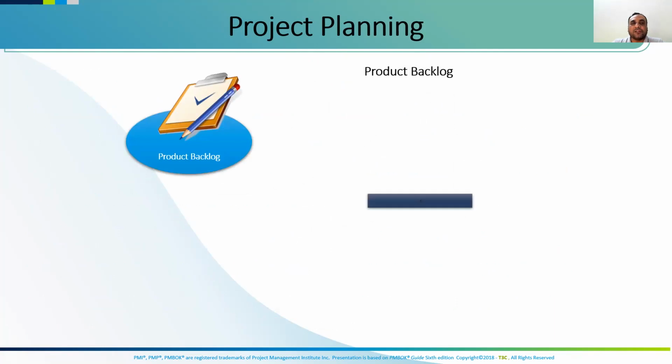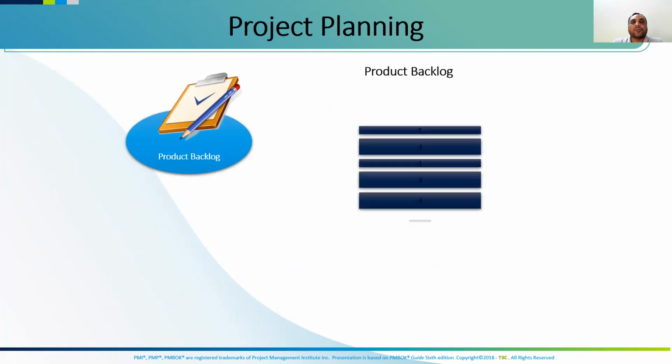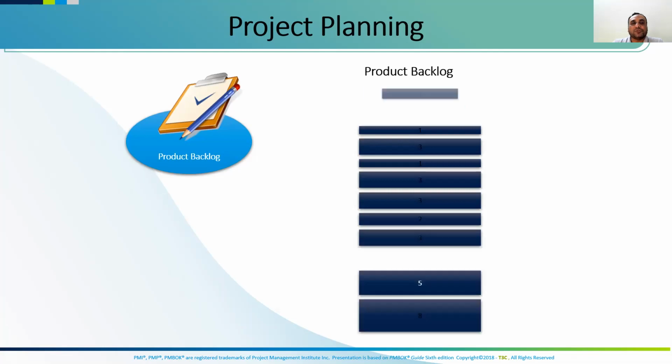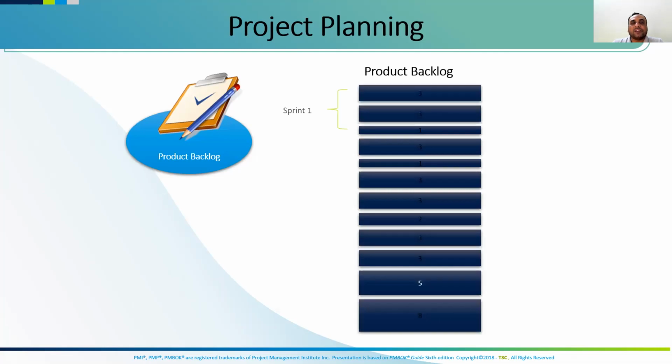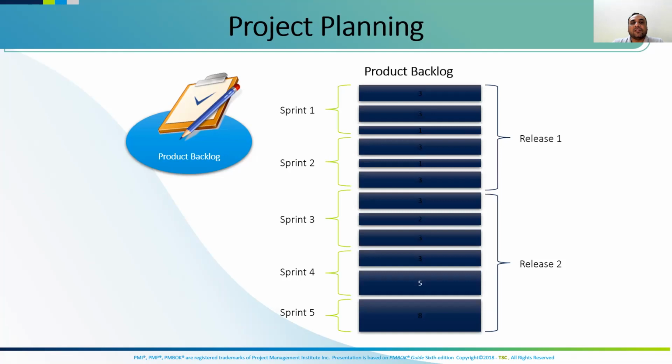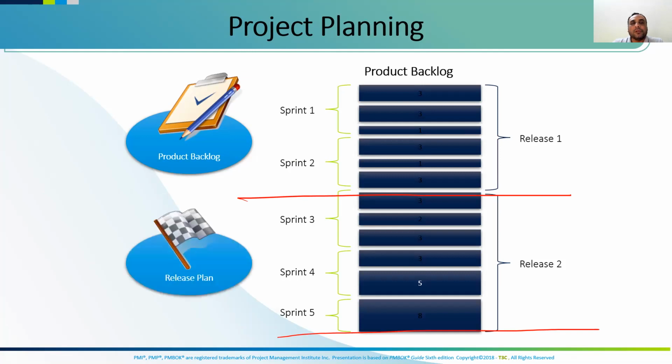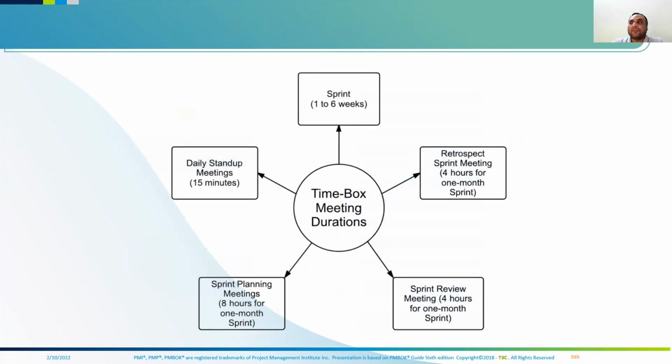How does project planning happen? Again, I'm going to repeat the same thing. First, the product backlog is created. The product backlog will be prioritized into user stories. Once user stories are done, then comes the iteration backlog. You will break the product backlog into iterations or sprints. Then you will say that in release 1, I will be able to finish this task. In release 2, I will be able to deliver these 2 deliverables. Everything we call a time box.